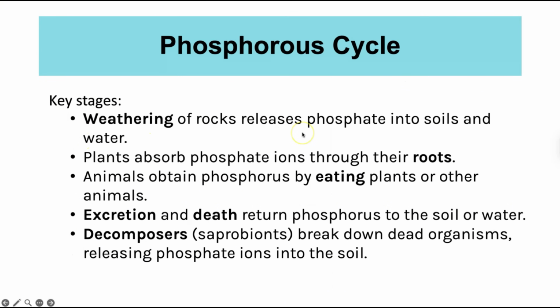So here are our key stages. We've said the weathering of rocks, and that releases phosphate ions into soils and water. Plants absorb phosphate ions through their roots. Animals obtain phosphorus by eating plants or other animals. Excretion and death will return phosphorus to the soil or water. And decomposers, so those saprobionts, can break down dead organisms, releasing phosphate ions into the soil.